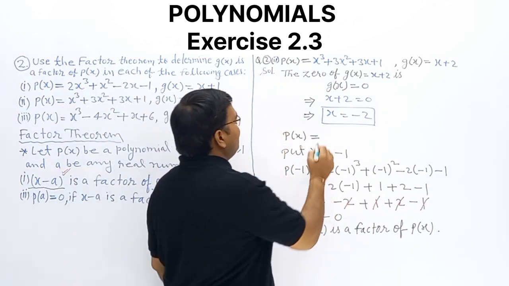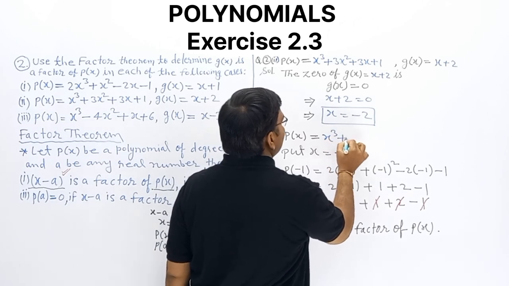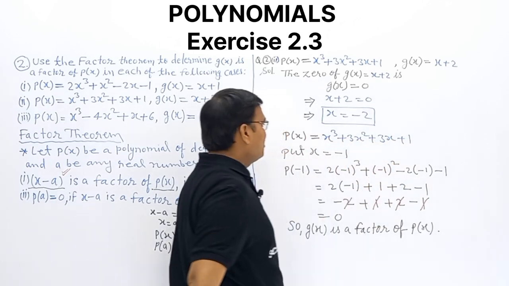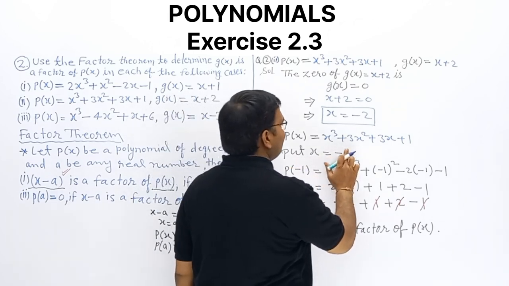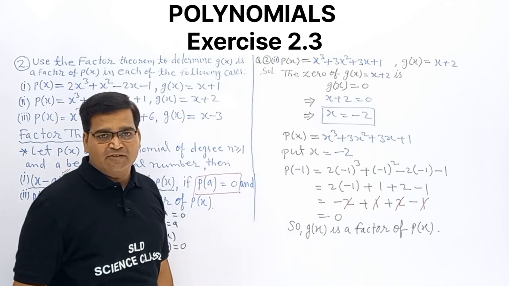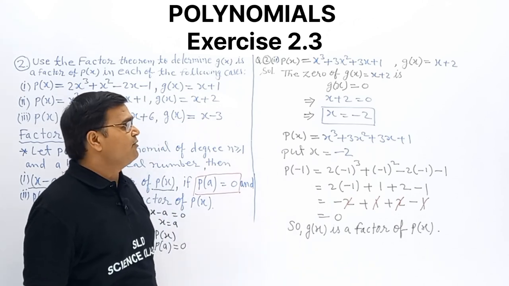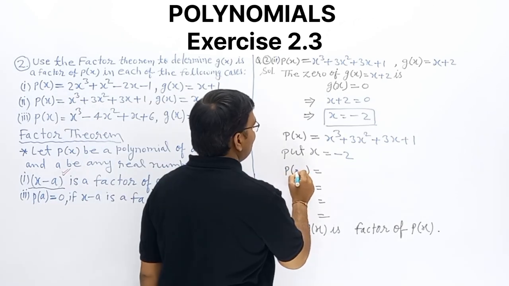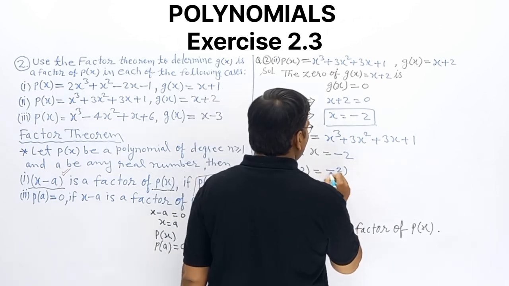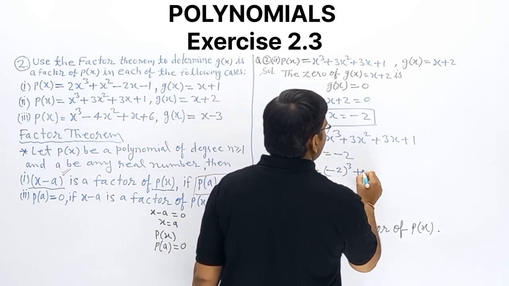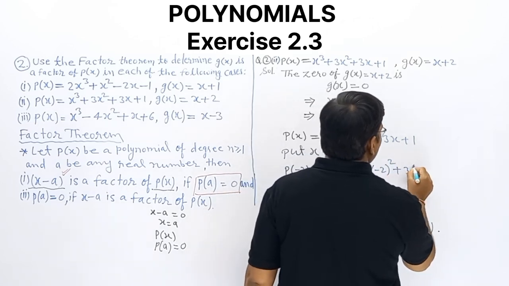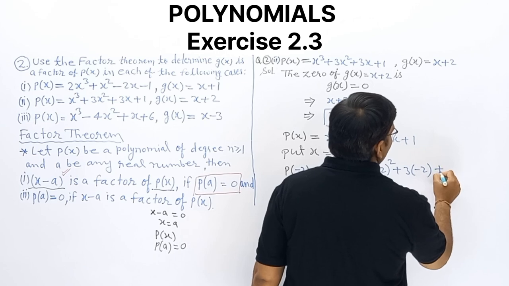Then what is the polynomial? P of x equal to x cube plus 3x square plus 3x plus 1. Put x equal to what? Minus 2. We will put x equal to minus 2, the 0 of the given factor. So p of minus 2 will be what? Minus 2 cube plus 3 times minus 2 square plus 3 times minus 2 plus 1.